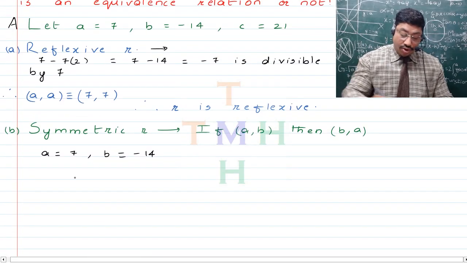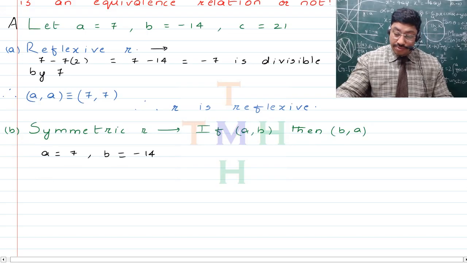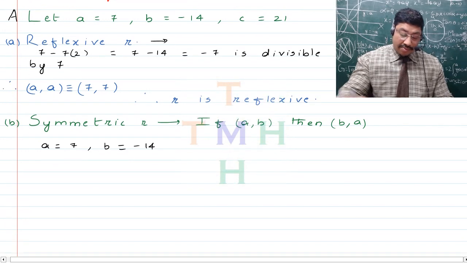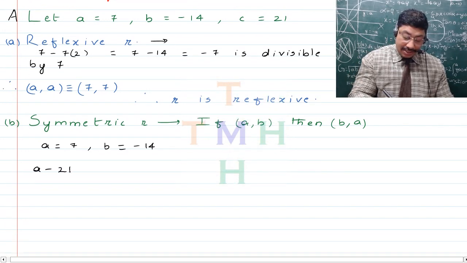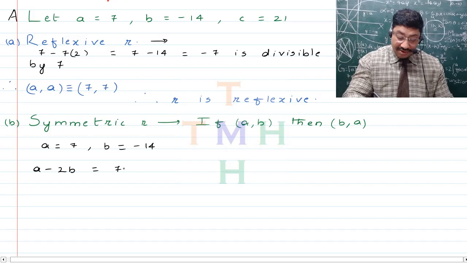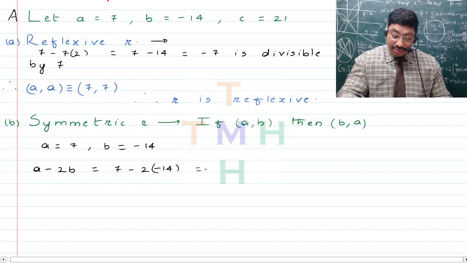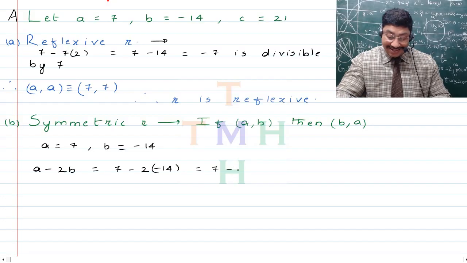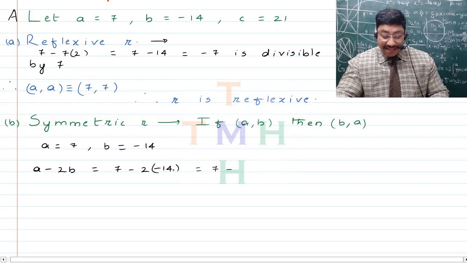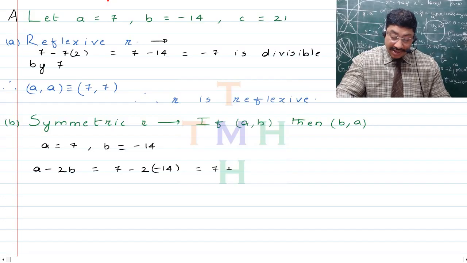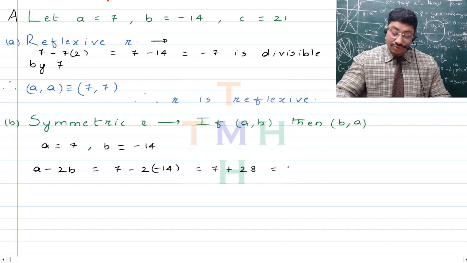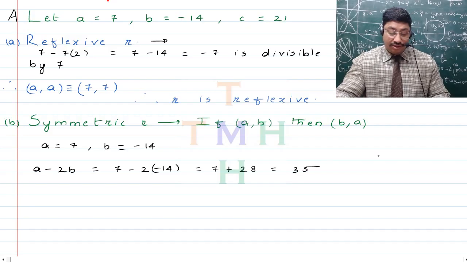So if we talk about the ordered pair (a, b), we now have a minus 2b, remember, which has to be checked. So when we talk about a minus 2b, it is going to become equal to 7, from which you're going to subtract 2 times minus 14. That is b. So this is going to become 7, from which you'll be subtracting a negative number, so minus minus will become plus. Now 14 twos are 28, so 7 plus 28 is what you're going to do, and that is going to become equal to 35.